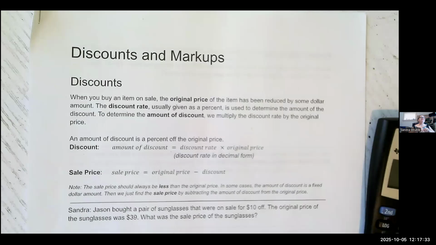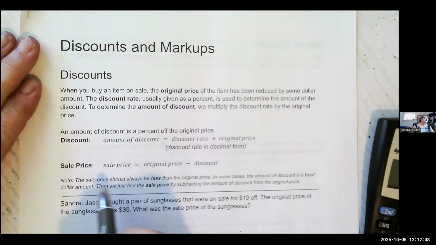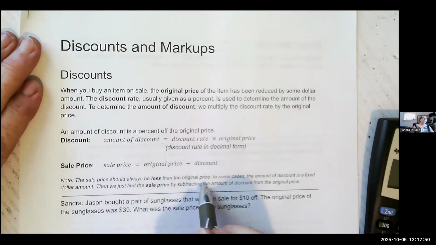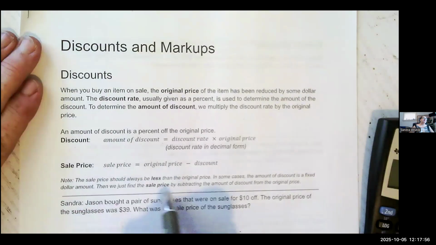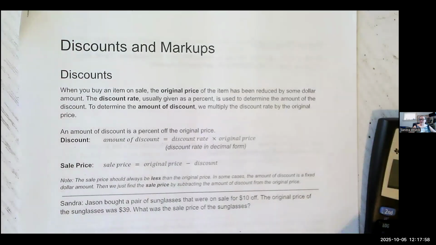To find the discount, which will be the dollar amount, the amount of discount is the discount rate, in decimal form, times the original price. The sale price is the original price minus the discount. The sale price should always be less than the original price. In some cases, the amount of the discount is a fixed dollar amount. Then we just find the sale price by subtracting the amount of the discount from the original price.